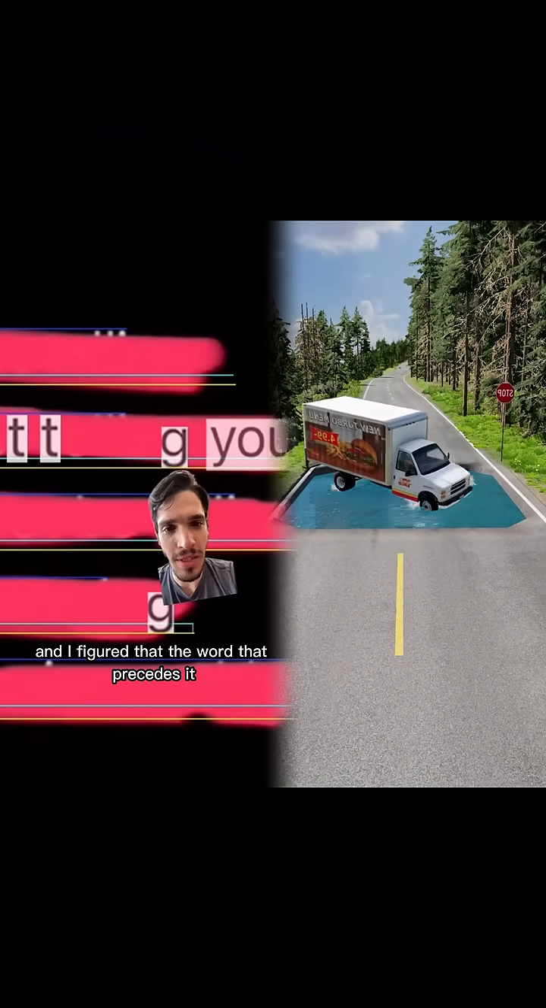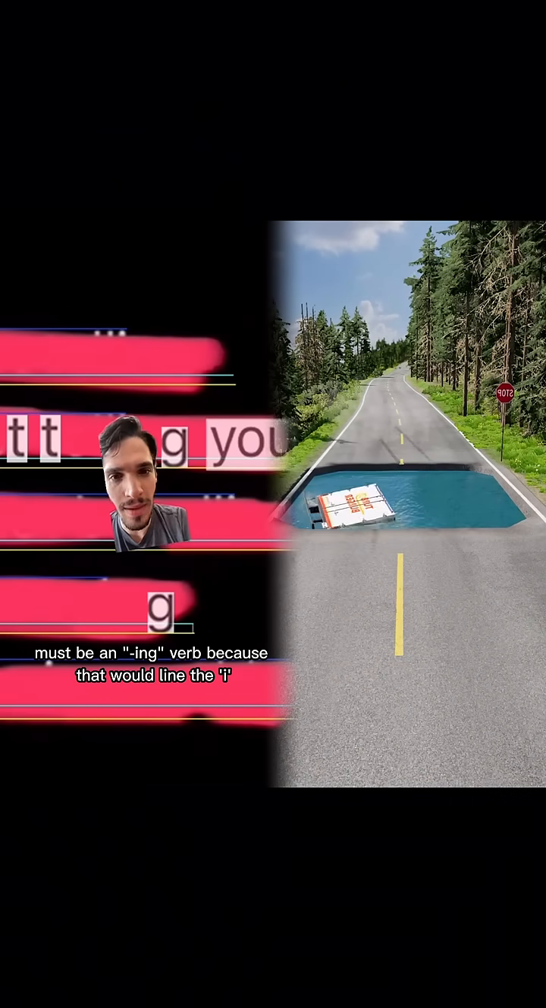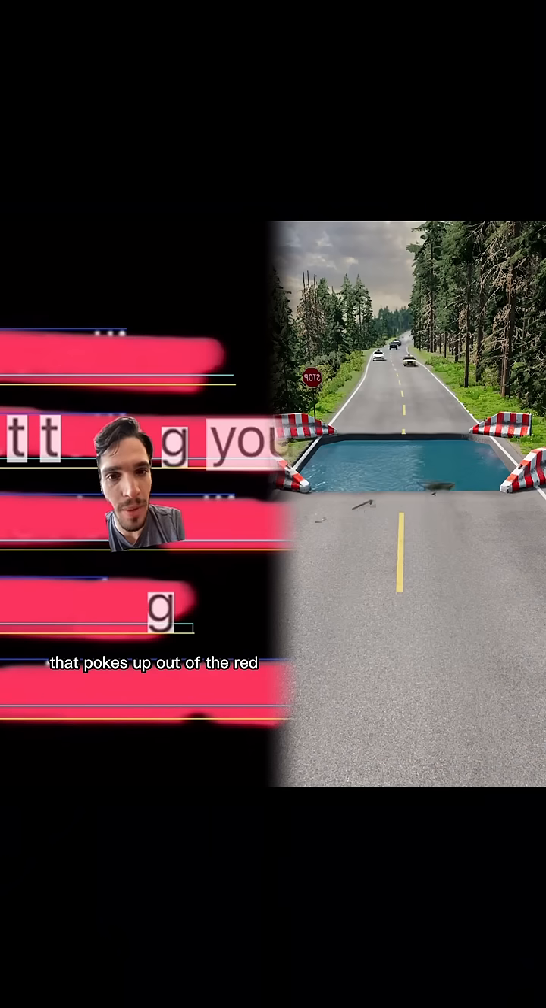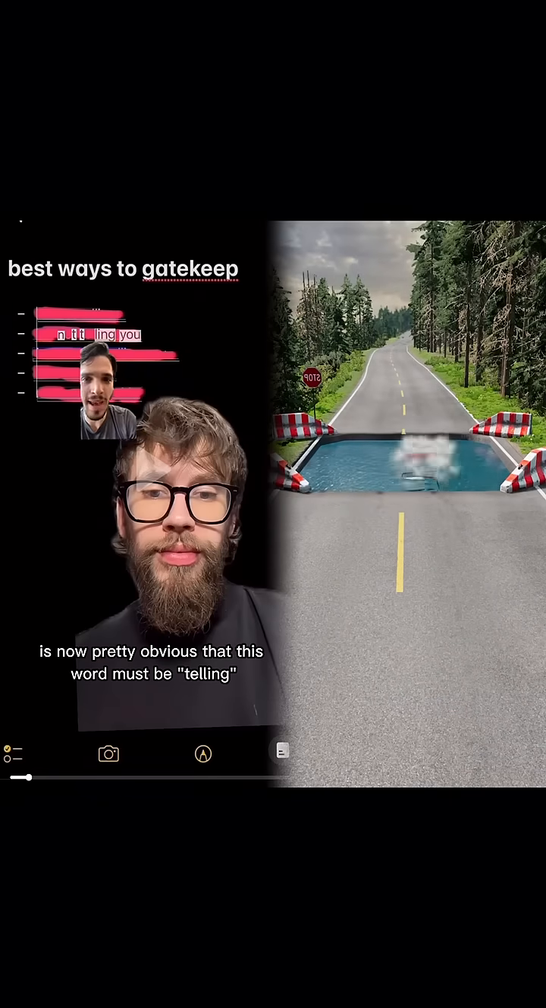YOU. And I figured that the word that precedes it must be an ing verb, because that would line the I right up to this little dot that pokes up out of the red. And given that there are three dots poking up out of the top over here, the only one that would be able to fit slimly in between these two would be an L, which gets us here. It is now pretty obvious that this word must be telling, which fills in our second word.